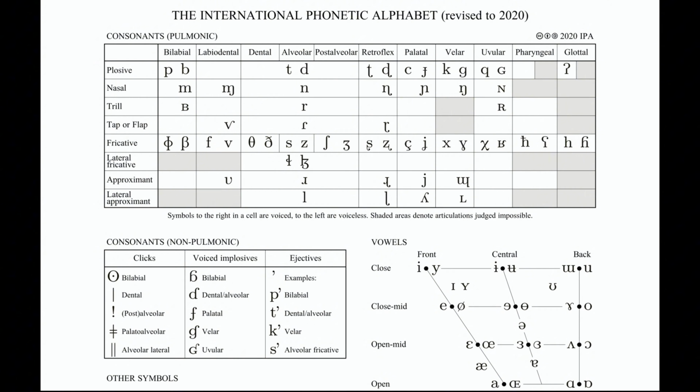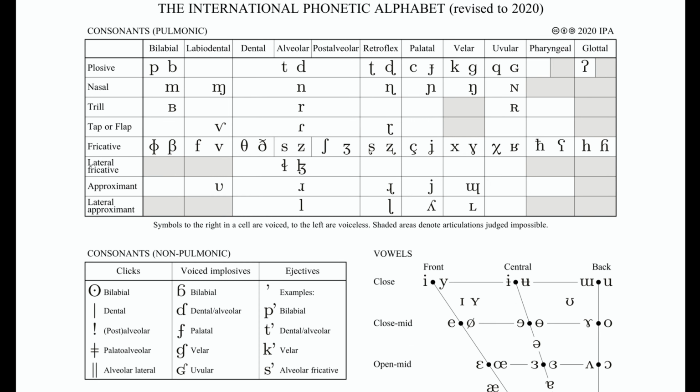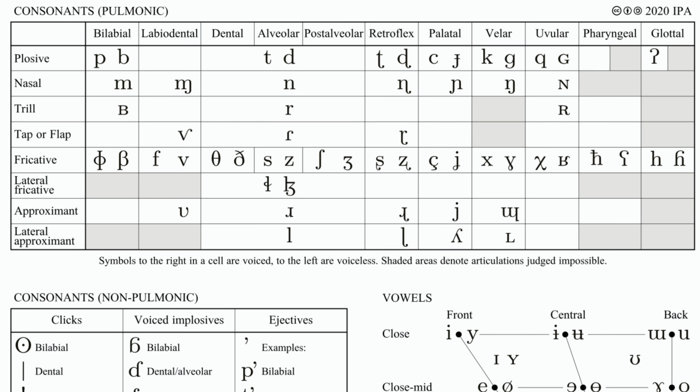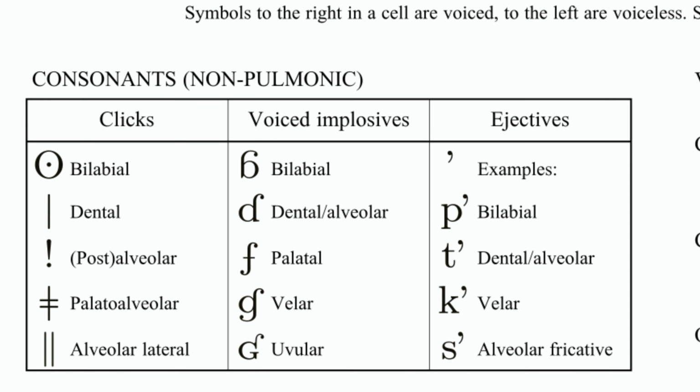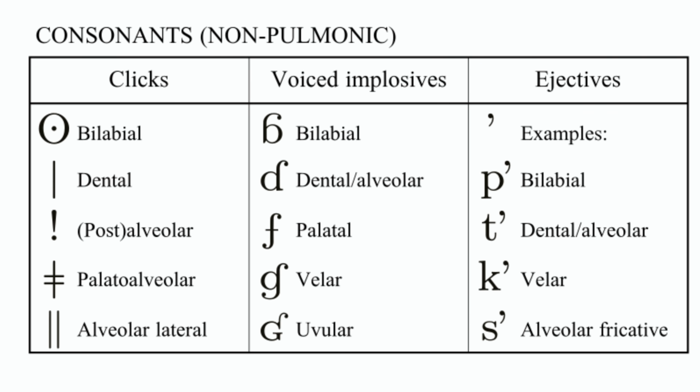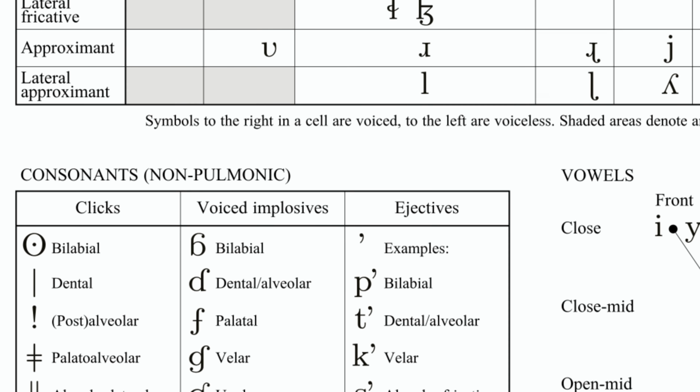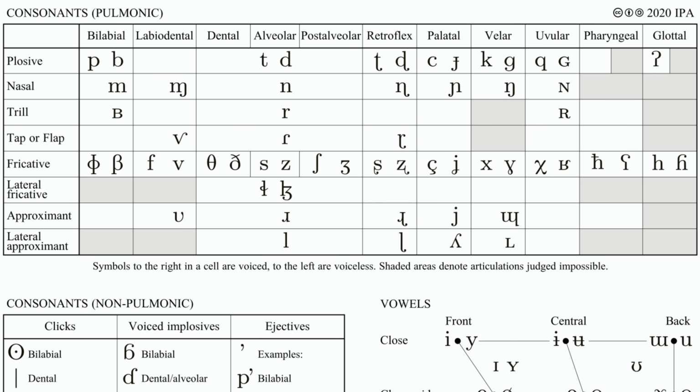Consonants are then further divided into pulmonic and non-pulmonic consonants. Pulmonic consonants require airflow from the lungs, and most consonants in language are pulmonic, with all consonants used in English being pulmonic. Non-pulmonic consonants are not based on airflow from the lungs and are very rare in language. First of all, let's cover the different types of pulmonic consonants.